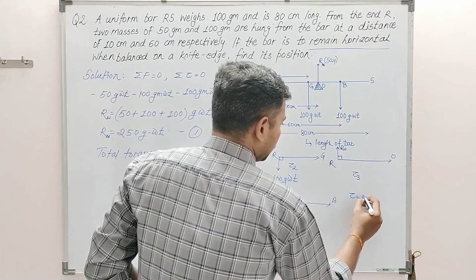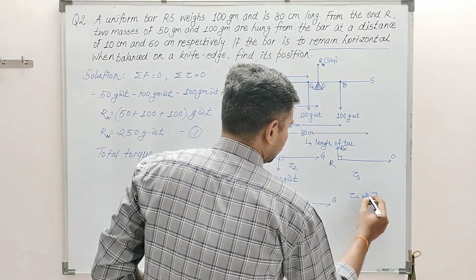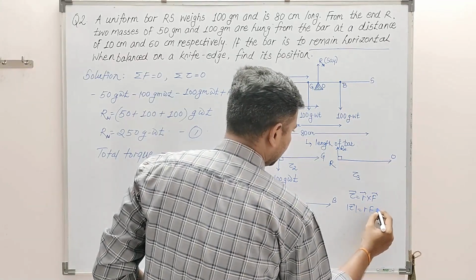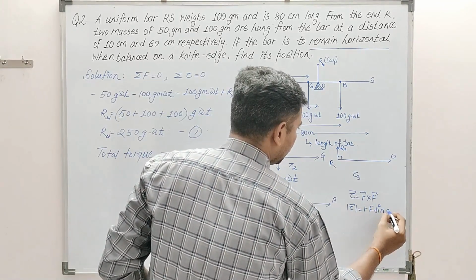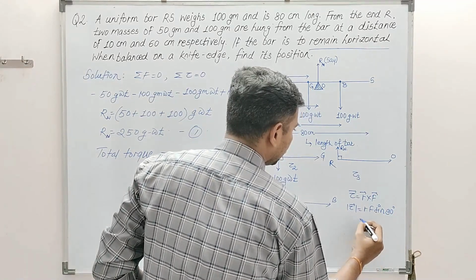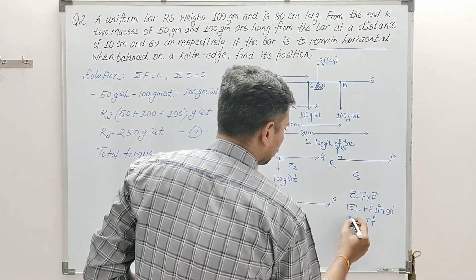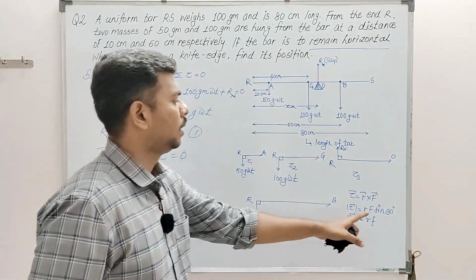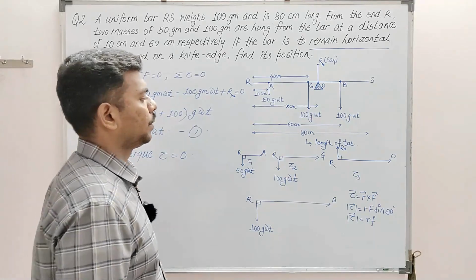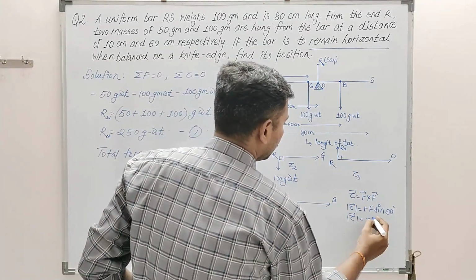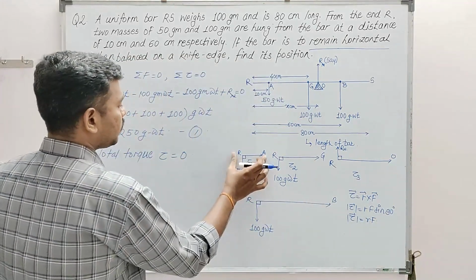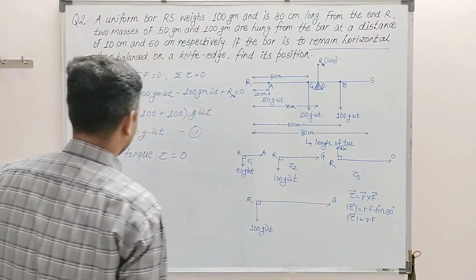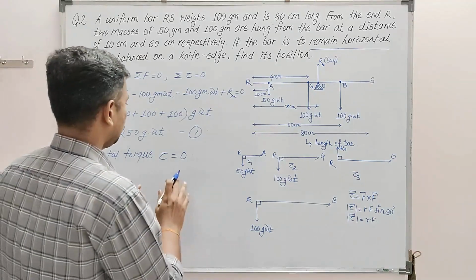As we know, torque is R bar cross F bar, then the magnitude of torque is RF sin theta. In our case, it is sin 90 degrees, so the magnitude is the product of the magnitude of the position vector and the magnitude of force. As we have the magnitudes of position vectors and forces, we can directly use this formula. So the total torque must be 0.